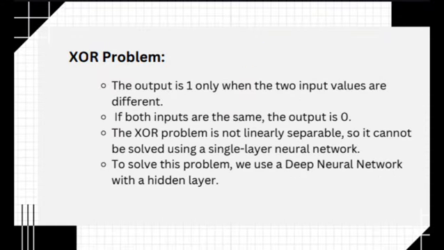This is the XOR truth table. The output is 1 only when the two inputs are different. Otherwise, the output is 0. Since the XOR problem is not linearly separable, a single layer neural network can't solve it. Therefore, we use a deep neural network with hidden layers.